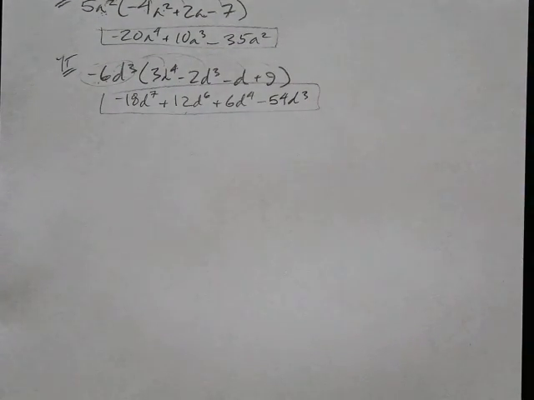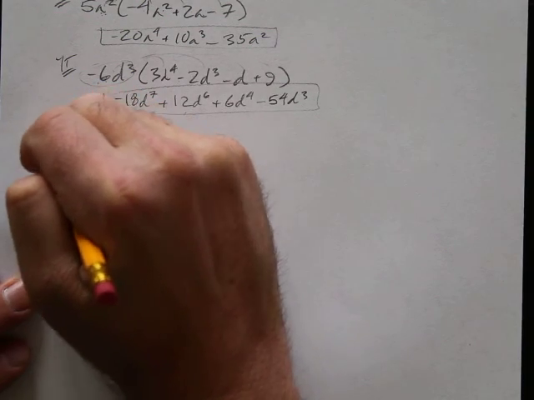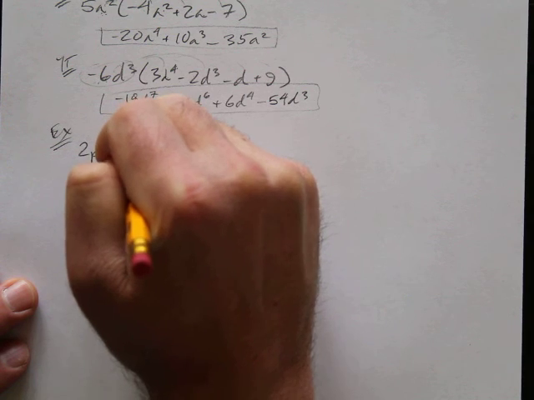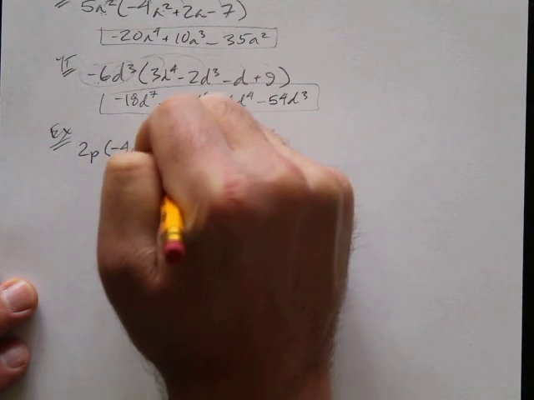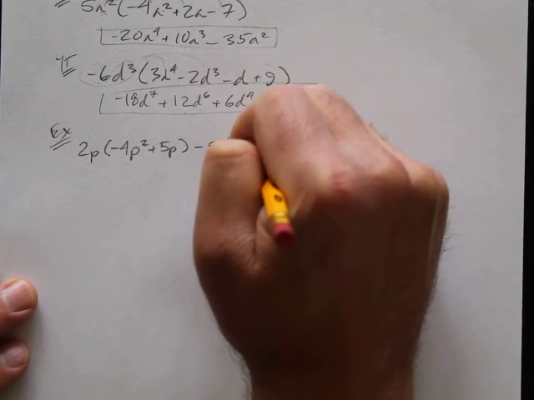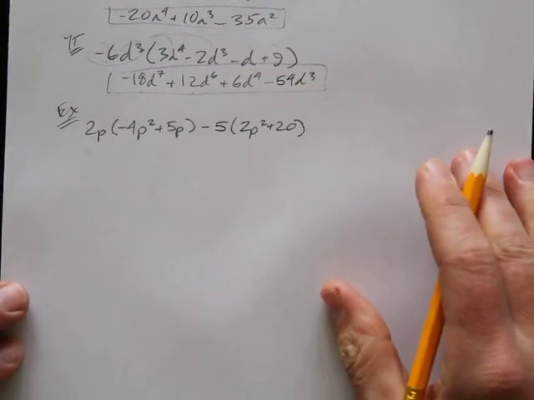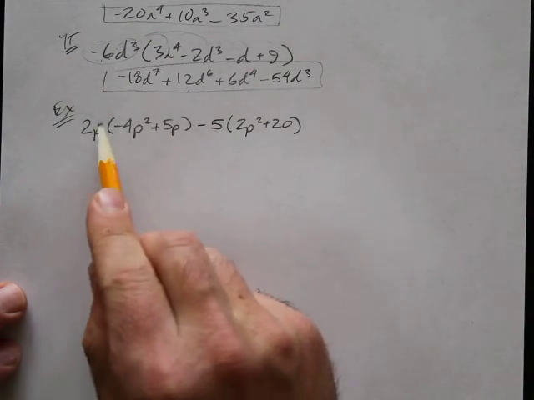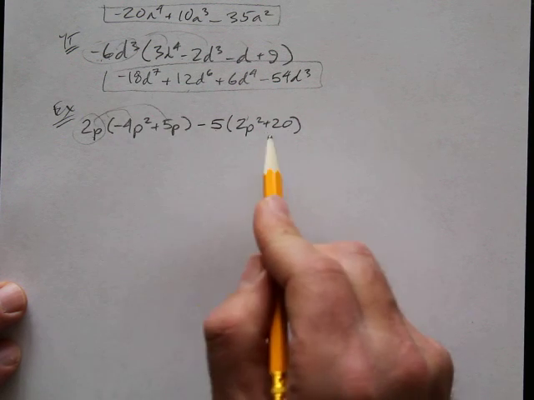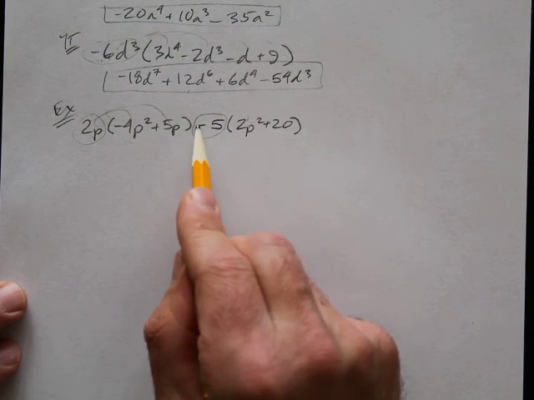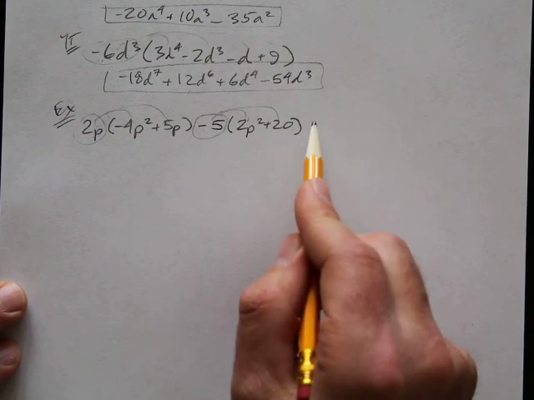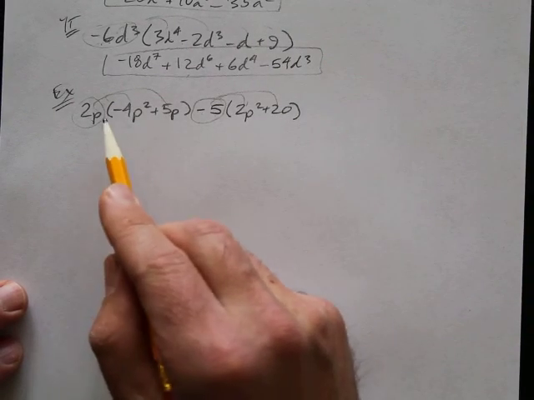Let's keep moving here. Another example. This one is a little bit more complicated. 2p times negative 4p squared plus 5p minus 5 times 2p squared plus 20. All right, so now I've got these two different terms that are being multiplied. And so I need to take this 2p, multiply it by these. I'm going to take this negative 5 and multiply it by these. So make sure that negative gets multiplied in there as well. All right, here we go.